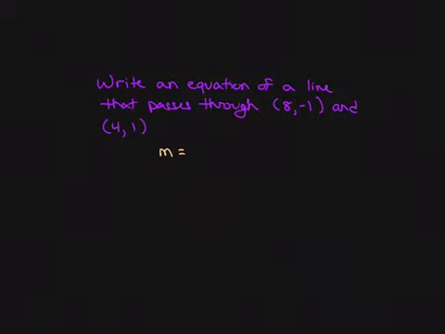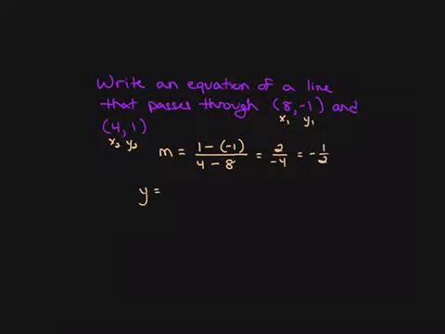So to find the slope here, I'm going to use the formula, and so the slope would be 1 minus -1 over 4 minus 8. So that's 2 over -4, which equals -1/2. And so now in that y equals mx plus b form, I know m, the slope, is -1/2. The thing I need to find now, though, is b.